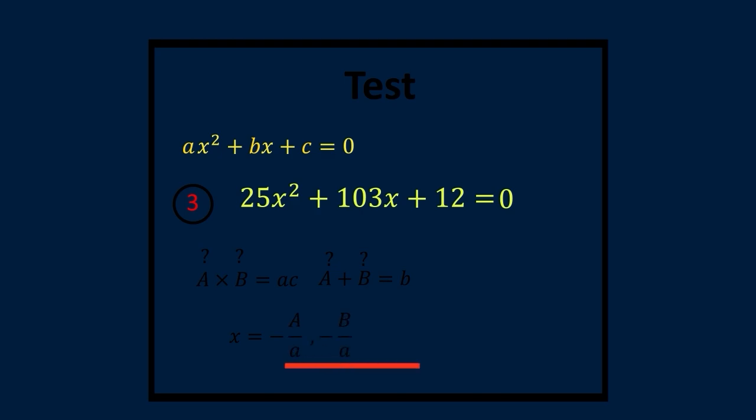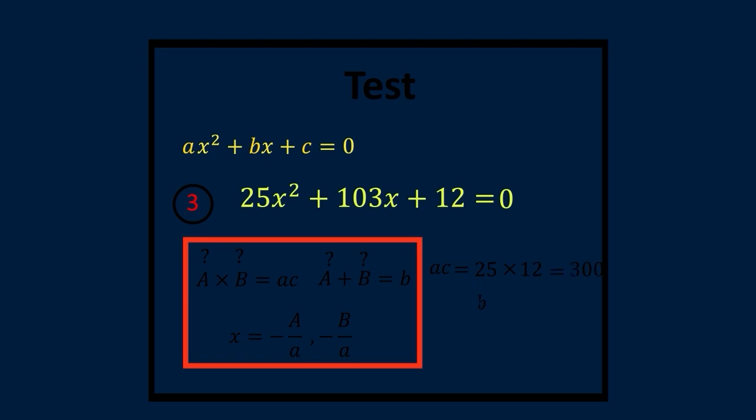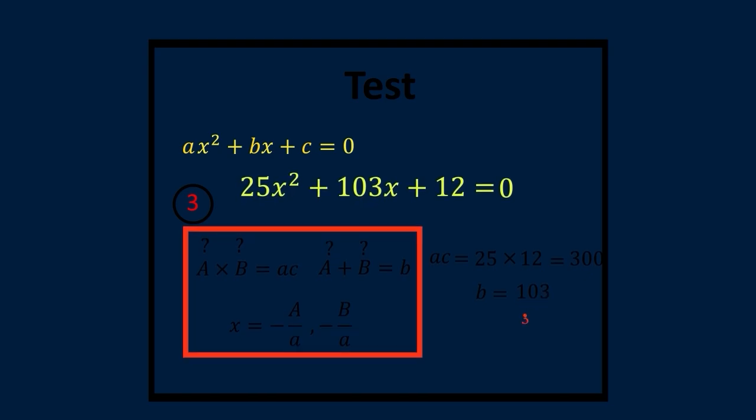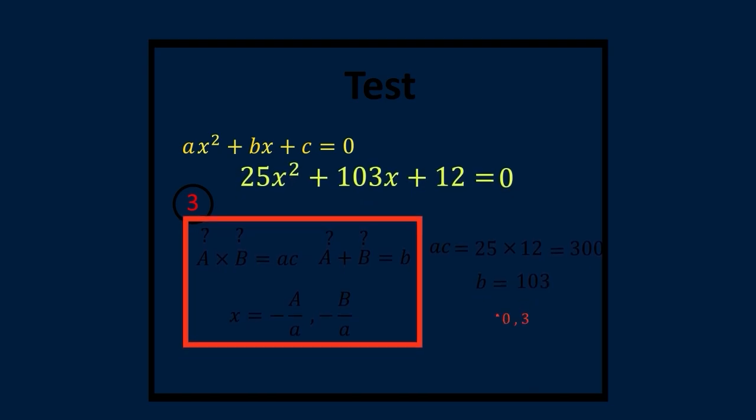For example, in here, we should search for the two numbers that, if we multiply them together, become equal to the multiplication of 12 and 25, 300, and if you add them up, they become 103. Excellent! The numbers are 100 and 3, so the answers are minus 100 over 25 and minus 3 over 25.